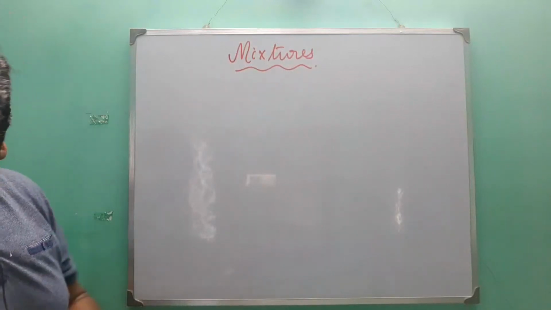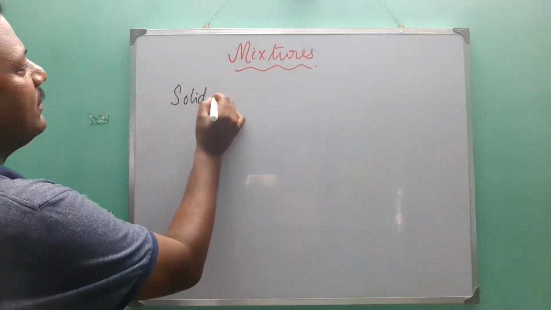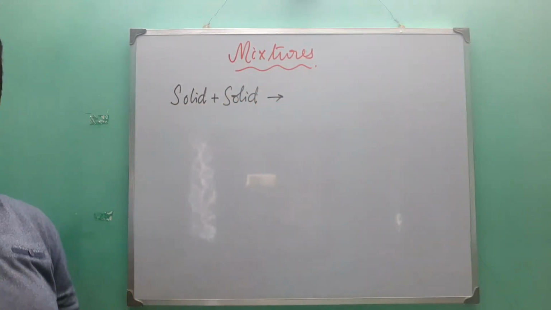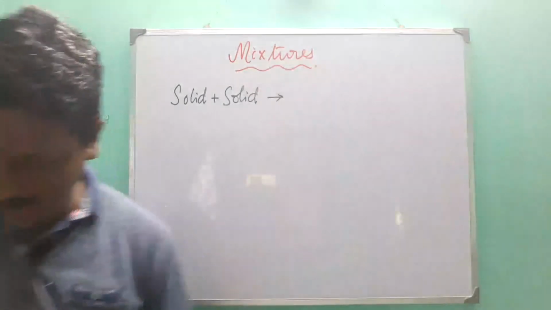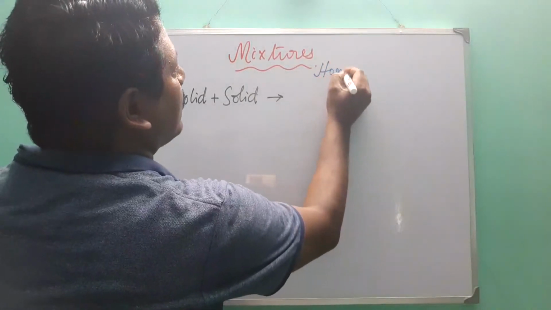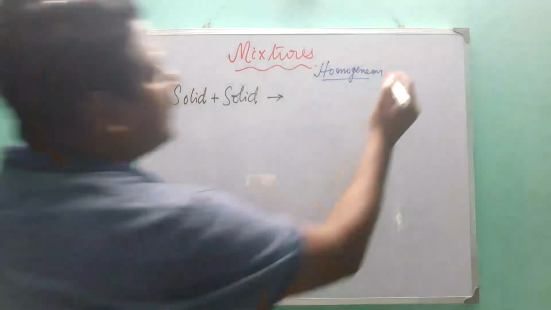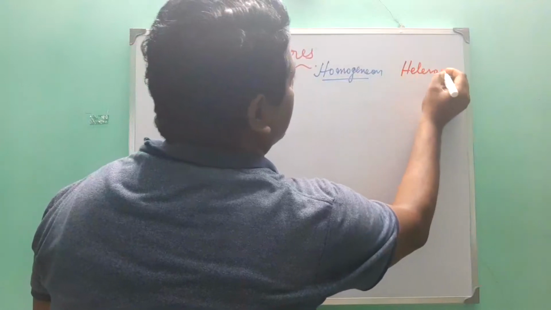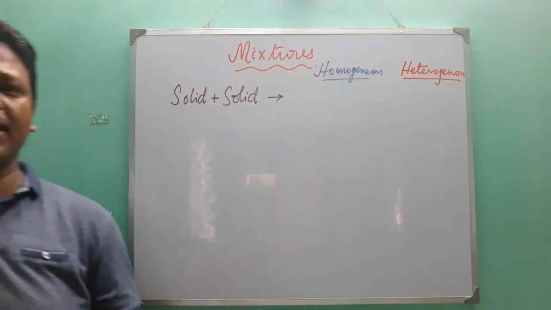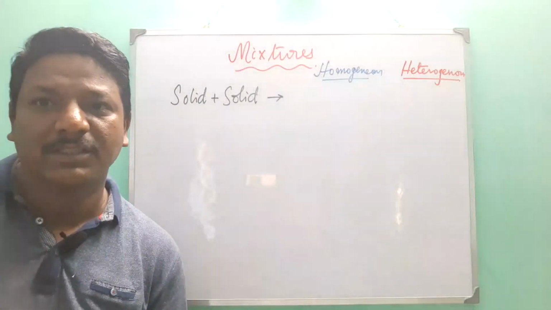Okay, so here we will write, see, solid. First we will see the solid-solid mixture. The first type of mixture is solid-solid. We'll take the example of homogeneous, and then we'll take the example of heterogeneous.